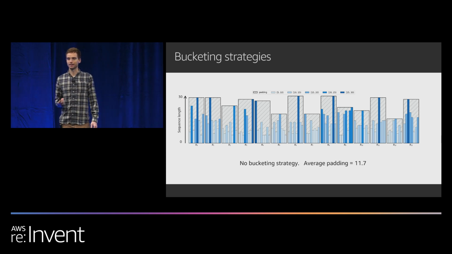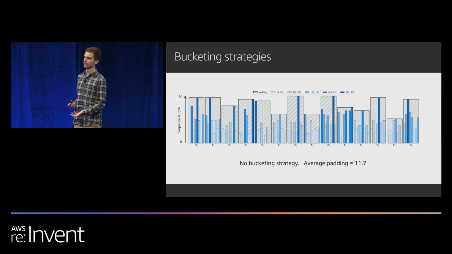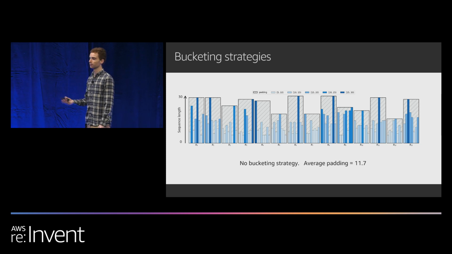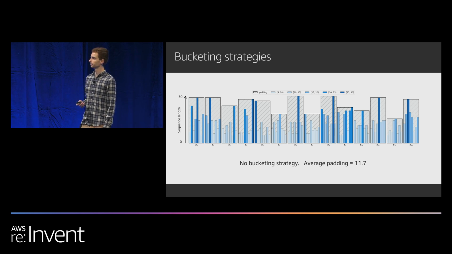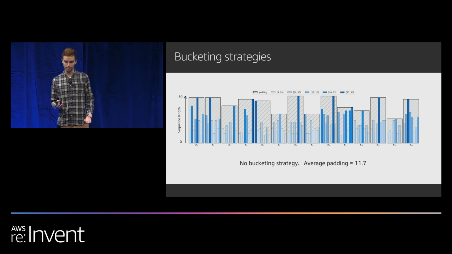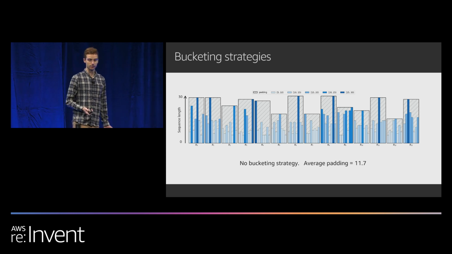And when we do padding, that is essentially wasted compute on the GPU. There's no learning that is going to come out of that padding, but we still have to process it and go through the whole neural network. So our aim really is to reduce the amount of padding where possible. For this case, as a baseline, our average padding was 11.7. So let's see if we can do any better than that to reduce the padding.